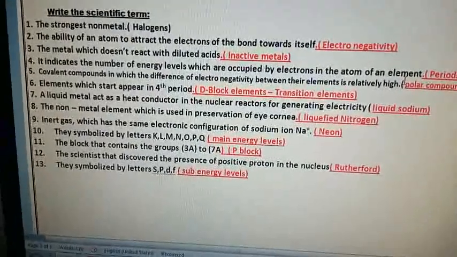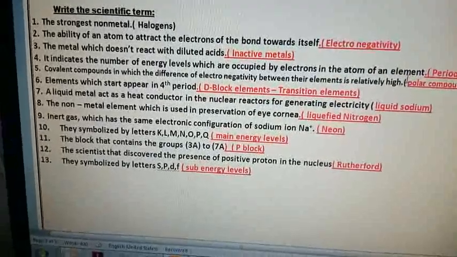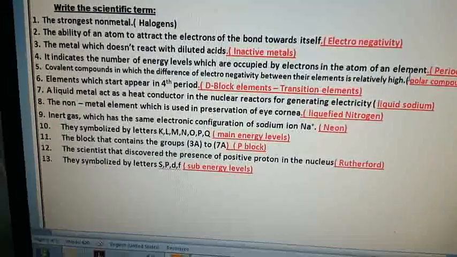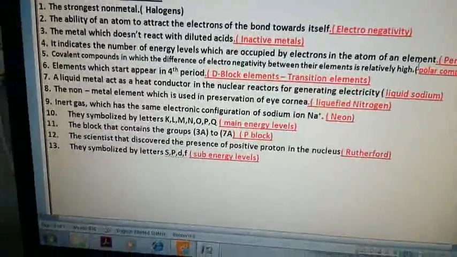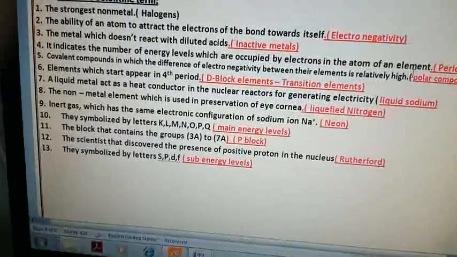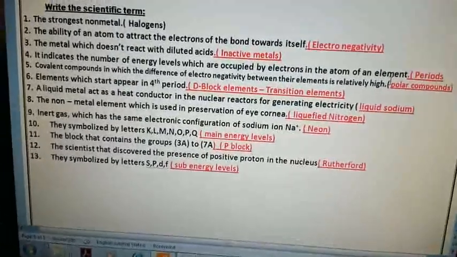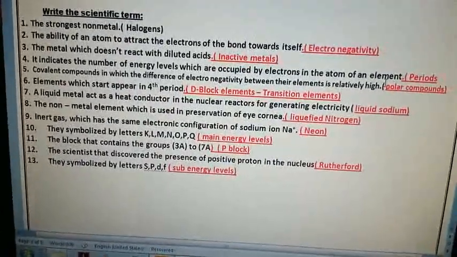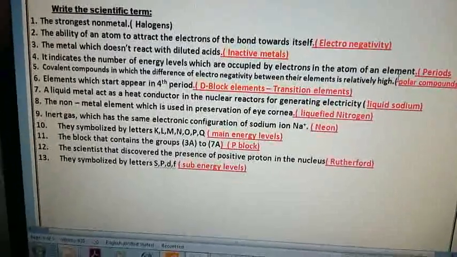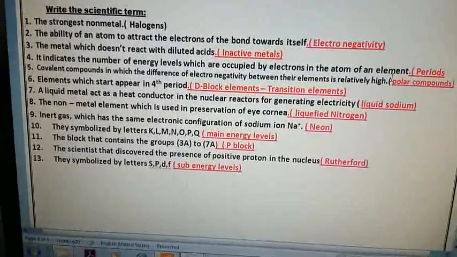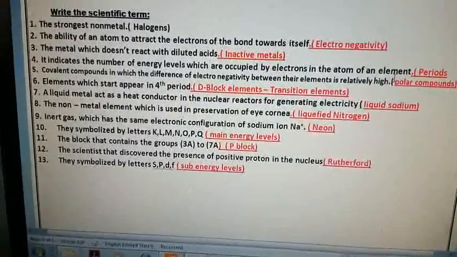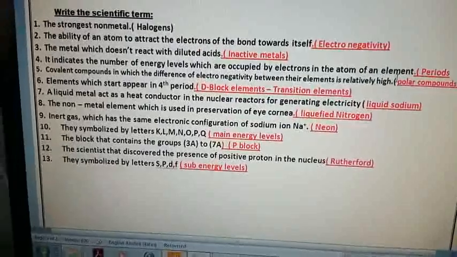Number 6, elements which start to appear in the fourth period, d-block elements or transition elements. Number 7, liquid metal act as heat conductor in the nuclear reactors for generating electricity, yes, liquefied sodium or sodium in the liquid state.